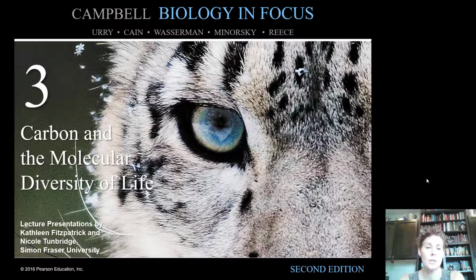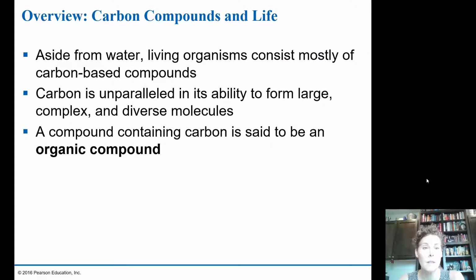Okay, this chapter is chapter 3 in the text, and it's going to cover carbon and then molecular diversity of life. And we're going to look at all the organic molecules made up of carbon that make up living things. So we all know that the majority of things on Earth, including living things, are made up of a bunch of water, right? We're basically made up of water.